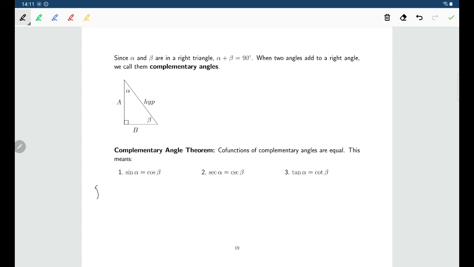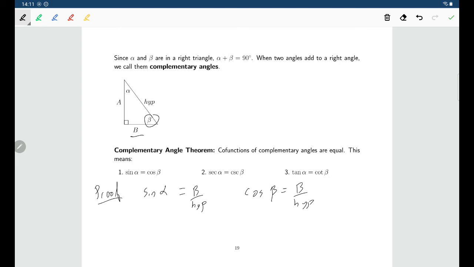And the reason for this, if you're looking for a quick proof, just comes right from our diagram. Sine of alpha is opposite over hypotenuse, and that would be, in this case, b over hypotenuse. Cosine of beta would be the adjacent over hypotenuse, and for beta, the adjacent side is b. So you can see that sine of alpha and cosine of beta must be equal.